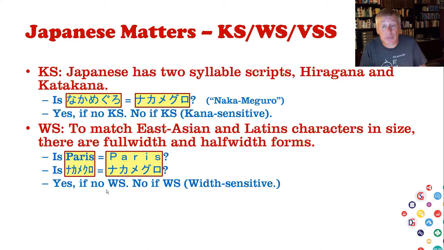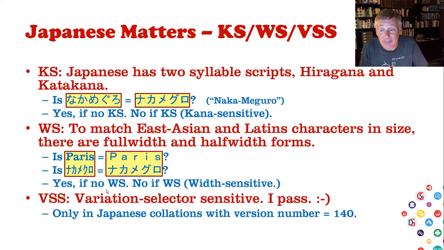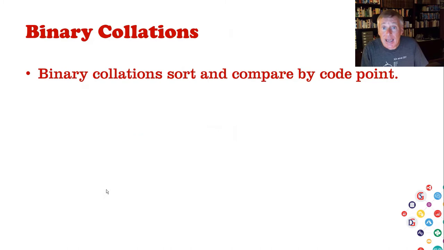Finally, we have VSS, which stands for variation selector sensitive. I'm afraid I have to pass on this one. I have not been able to find a good example. The only collations to be variation selector sensitive are the Japanese collations with version number 140. That is not to say that it only applies to Japanese, but apparently it was more important for Japanese than anything else. Let's now talk about binary collations.